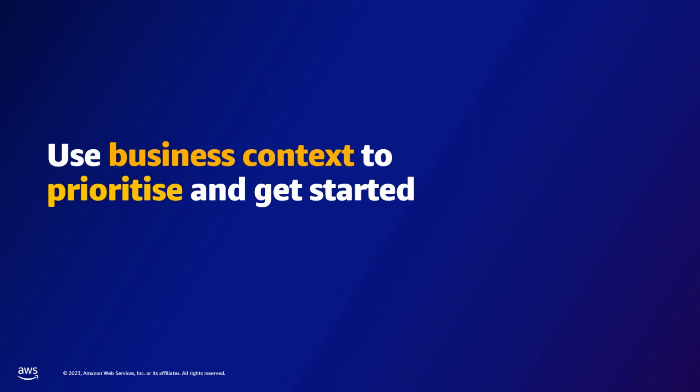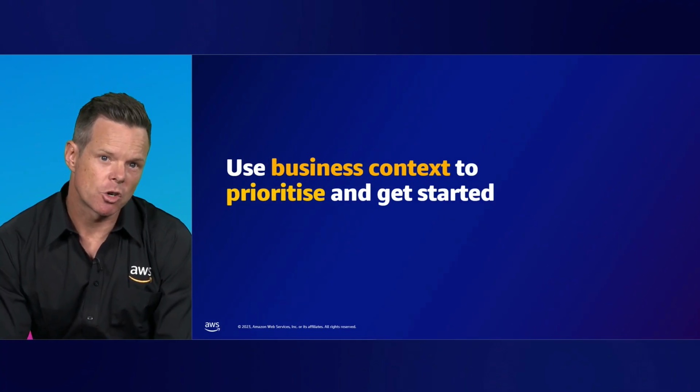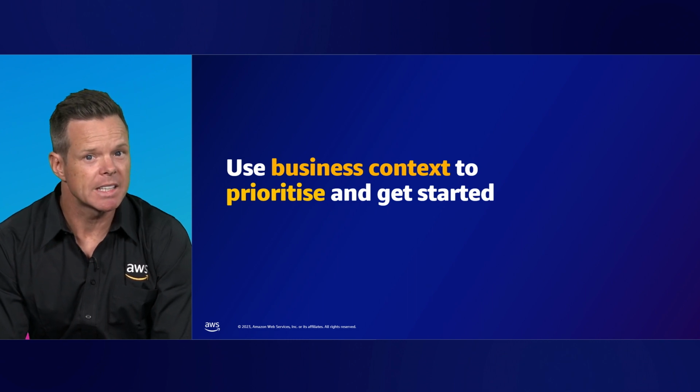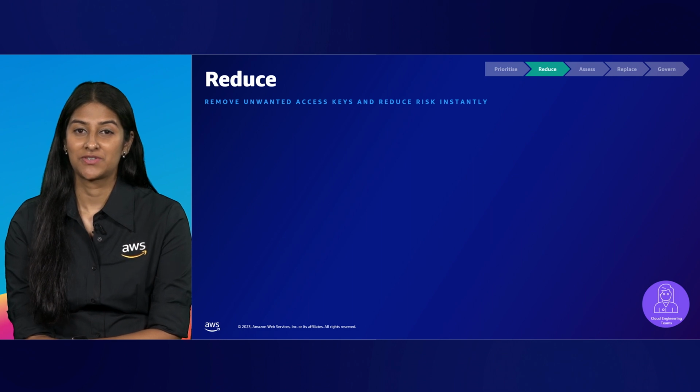So in summary, to get you started, take your list of access keys and enrich them with business context so you can focus on addressing the keys that have the greatest business impact. So moving to step 2, reduce.